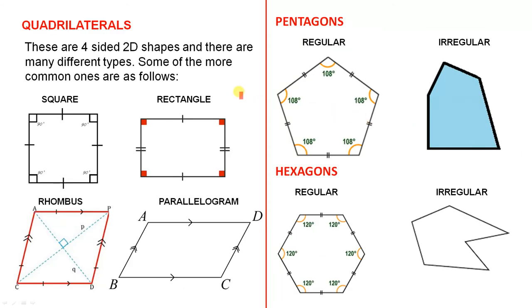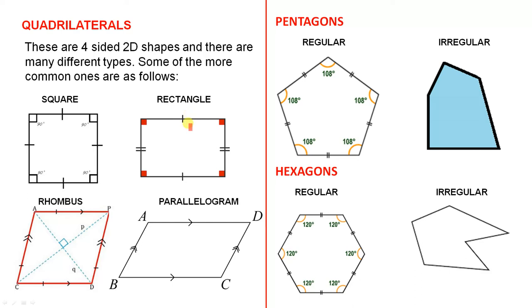Quadrilaterals. These are four-sided 2D shapes, and there are many different types. Some of the more common ones are as follows. There's the square, and your teachers will talk to you about what all these little strokes here mean. I think it's pretty straightforward, isn't it? They're all 90 degrees. And that means all the sides are equal.